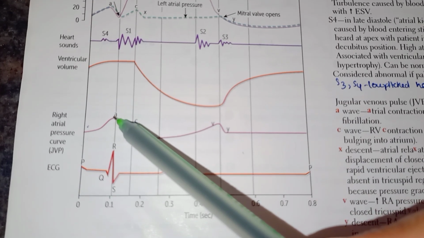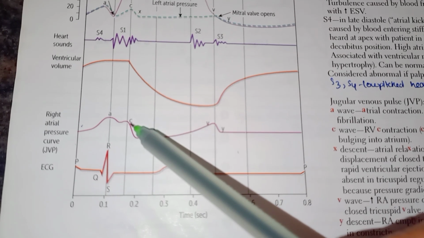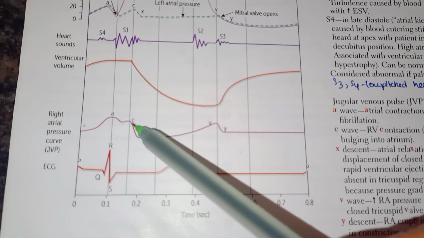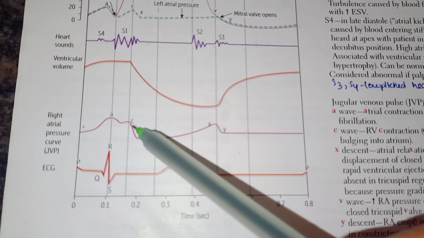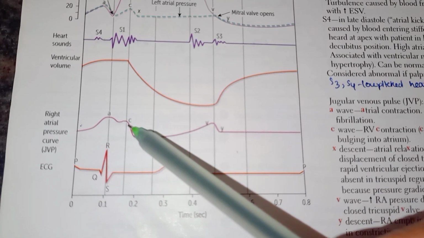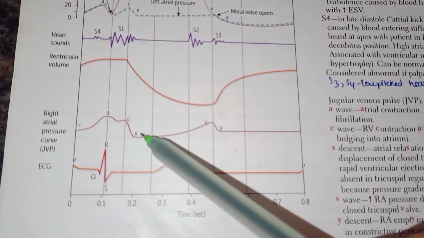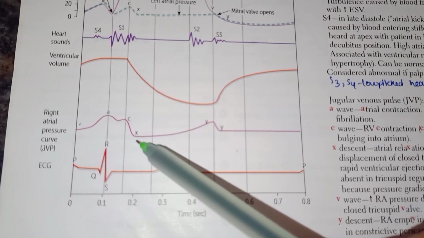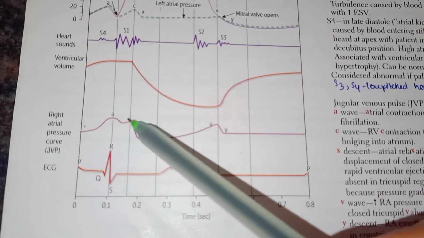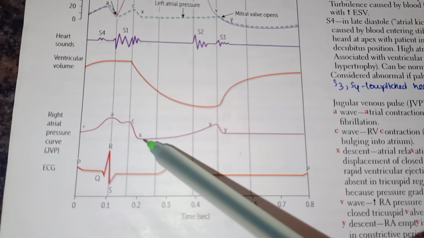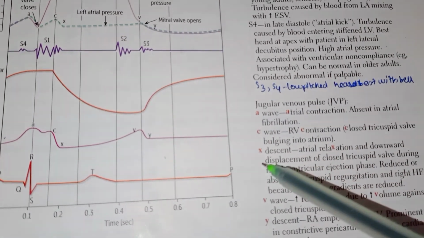So this is atrial contraction, right atrium contraction. This is right ventricular contraction. That is, C is also for closure, when the tricuspid valve is closed and the right ventricle is contracting. So first the right atrium contracts, next the right ventricle contracts with the closure of the tricuspid valve, and X represents the descent. You can see this is the descent downward. Relaxation, atrial relaxation. So right atrium contraction, right ventricle contraction with closure of the tricuspid valve, and again this is right ventricular relaxation. X, you can see X in the word relaxation, and X descent, okay.